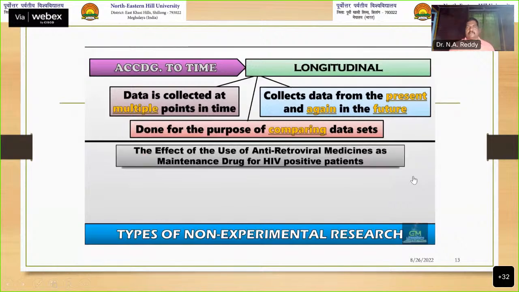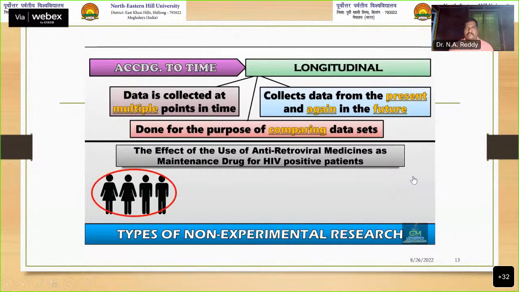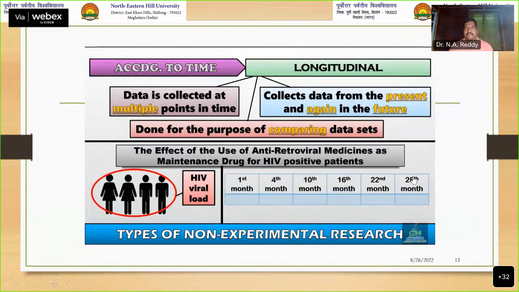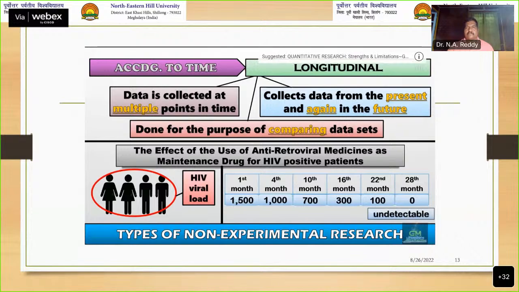A study on the effect of the use of antiretroviral medicines as maintenance drug for HIV-positive patients. The participants for this particular study are individuals who tested positive for HIV. At the start of the longitudinal research, their HIV viral load is taken and recorded before they are given the medicines, after which their viral load is monitored on a specific schedule in order to determine how the medicines are working. Based on this particular example, you could say that it takes quite a long time before this particular study is finished. Hence, we have the term longitudinal.